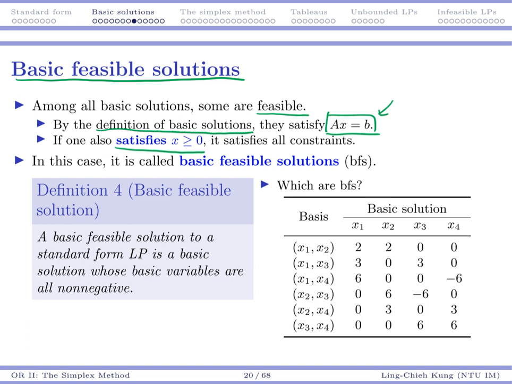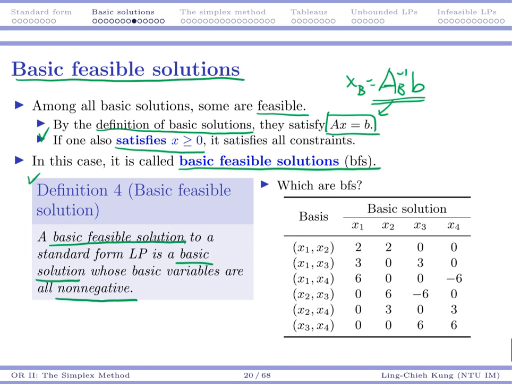So that's one thing. And also, we know whenever one solution satisfies AX equals B, the XB may be obtained by AB inverse B. And we have no way to tell whether this is non-negative or non-positive. All are possible. So if that solution XB happens to satisfy X non-negative, then all the constraints will be satisfied, and then we call it a basic feasible solution. So the definition is here. A basic feasible solution to a standard form problem is a basic solution in which all the basic variables are non-negative.